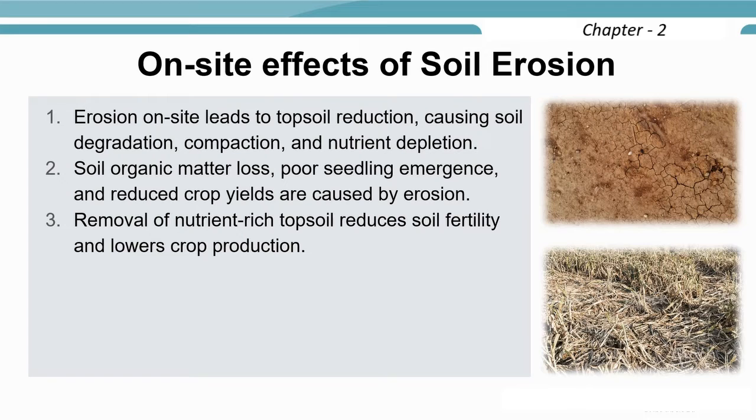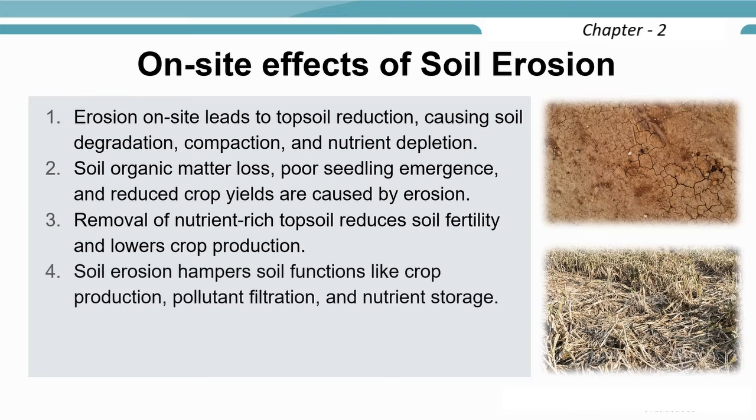There will be reduction in soil fertility because of the removal of the nutrient-rich topsoil, and therefore there will be lower crop production. With increasing population, there is an increase in demand for food. Our aim is to increase the productivity, but because of erosion, there is a chance that the productivity can reduce.